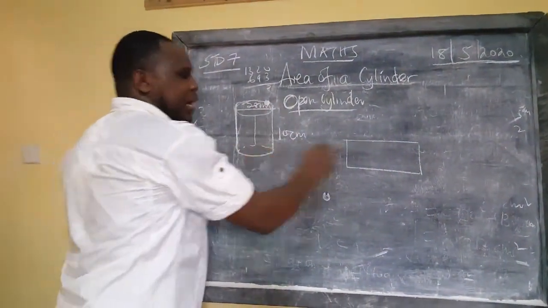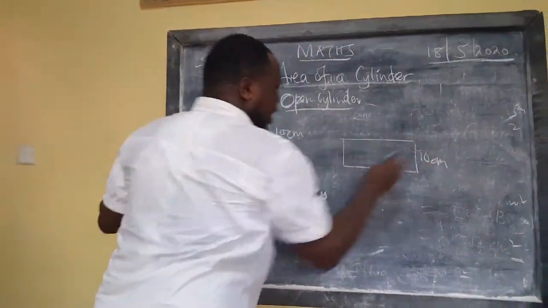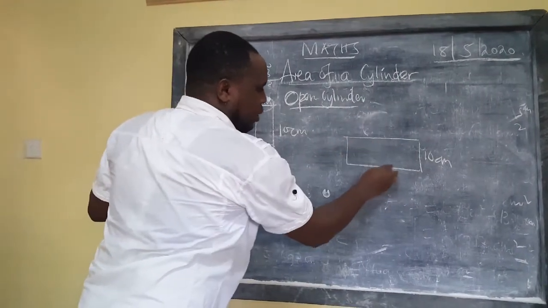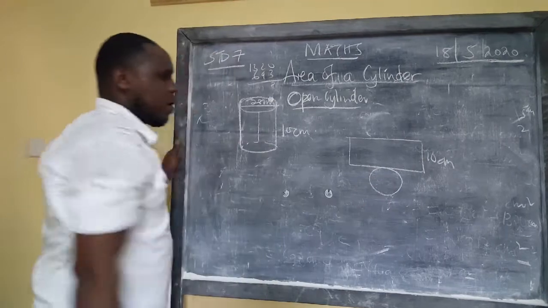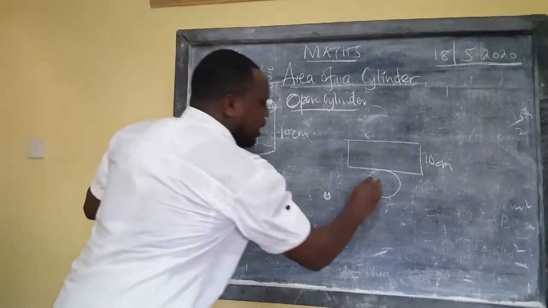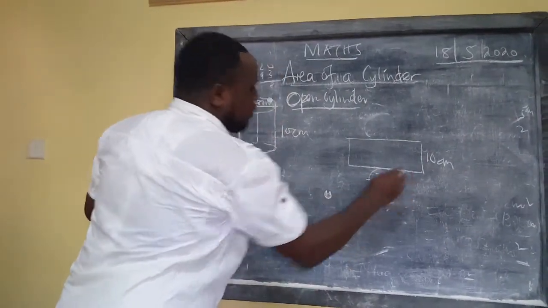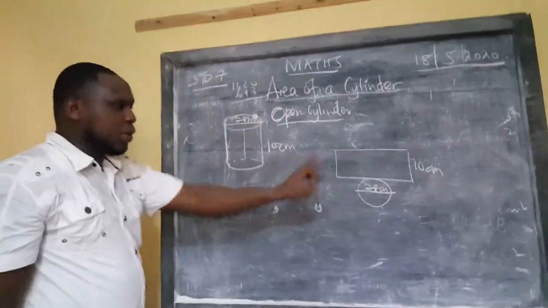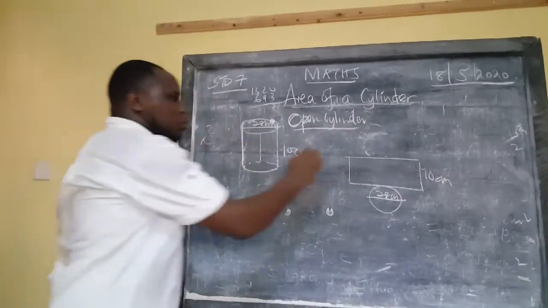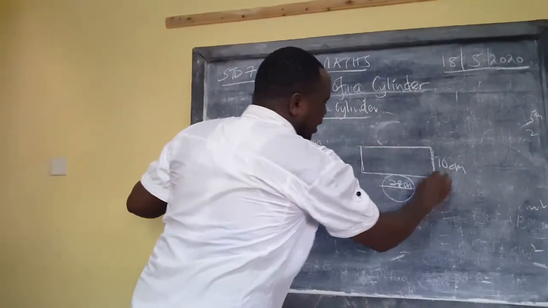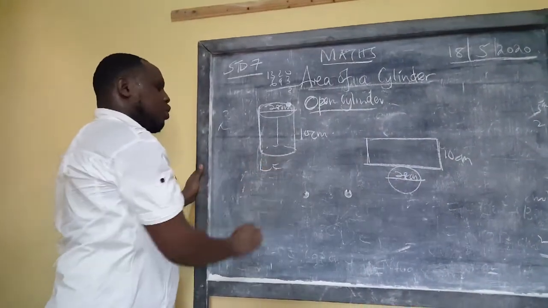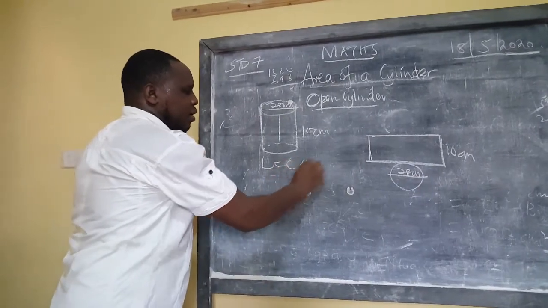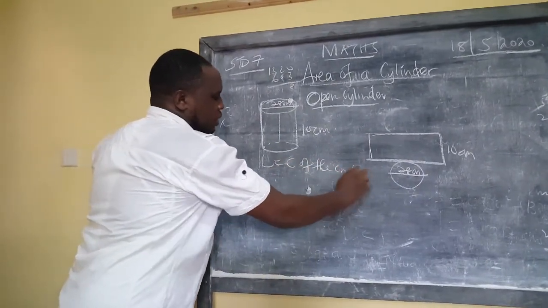The height here becomes the width. And then we are going to have one circular part, the bottom one. So the top one is not there. So we are going to remain with the bottom one with a diameter of 28 centimeters. And the same process we followed is what we are going to follow here. So number one is to look for the length of the rectangle. The length of the rectangle is calculated by getting the circumference of the circle.